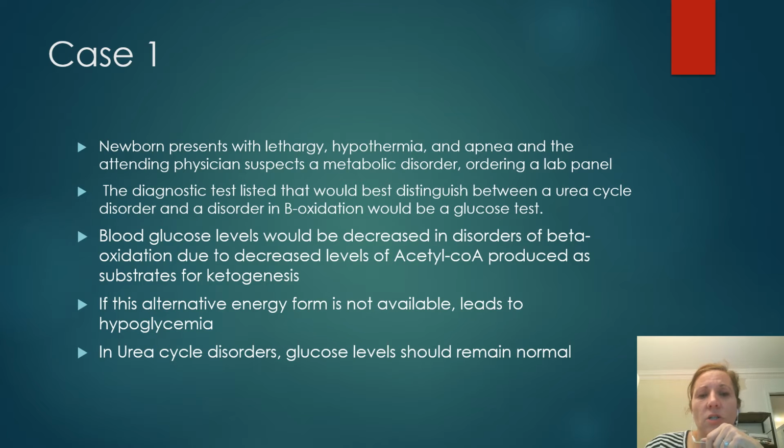Ketogenesis is an alternative energy pathway, and if it's not utilized within the skeletal muscle or the liver, it leads to hypoglycemia. It's especially essential at birth when we don't always have readily accessed glucose available. Blood glucose levels would be decreased in beta oxidation disorders, but normal in urea cycle disorders.